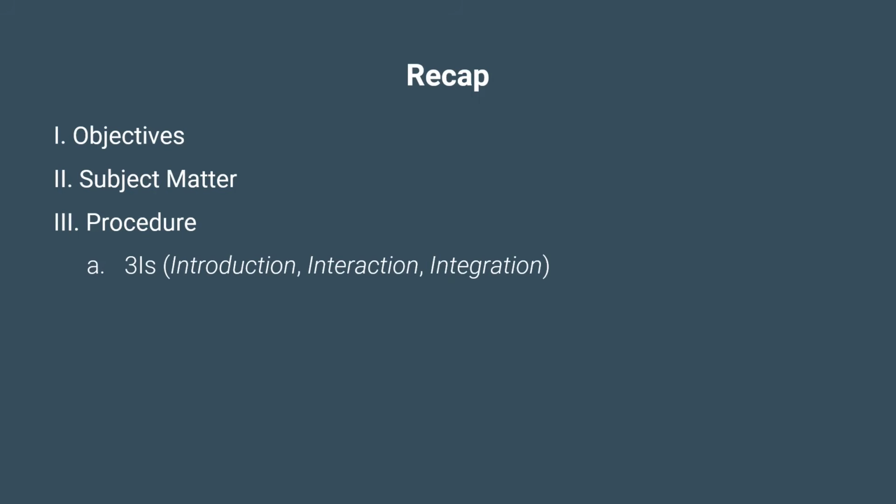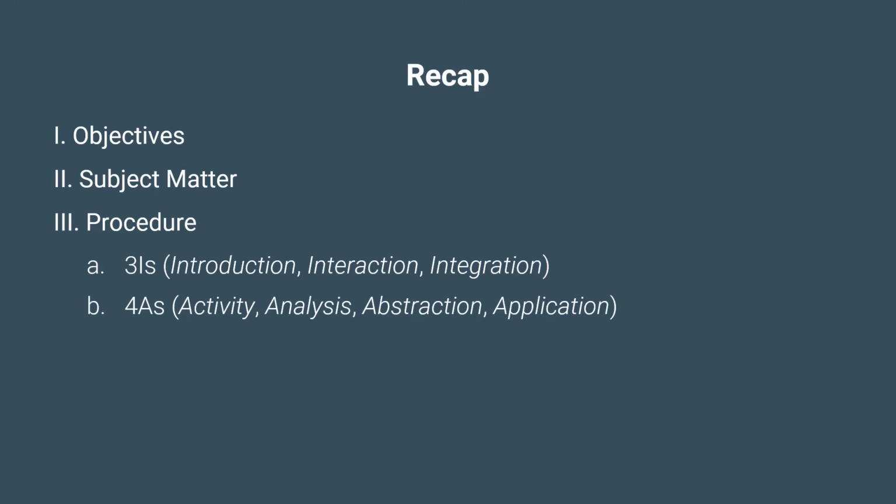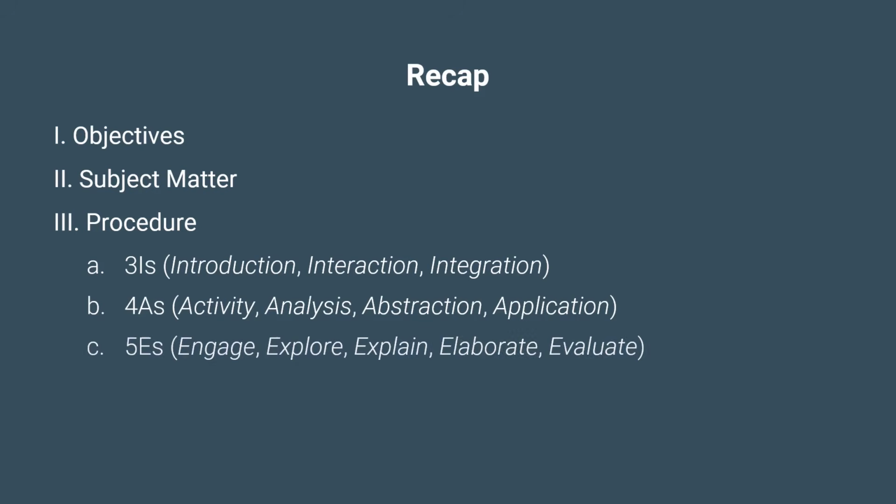To recap, here are the 5 parts of a lesson plan. 1. Objectives. 2. Subject matter. 3. Procedure. Here, you will use either of the 3 lesson plan formats you have learned. A. The 3 I's, B. The 4 A's, or C. The 5 E's. 4. Evaluation, and 5. Assignment.